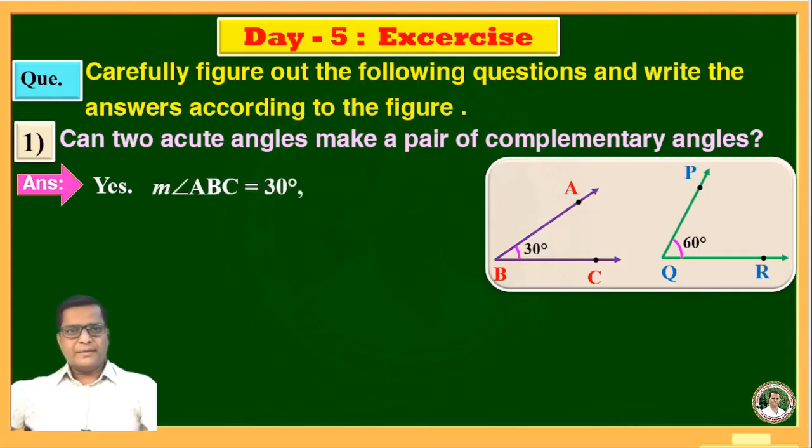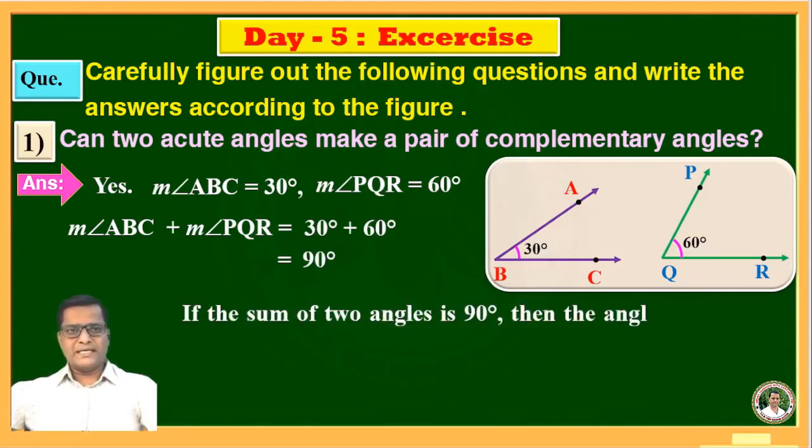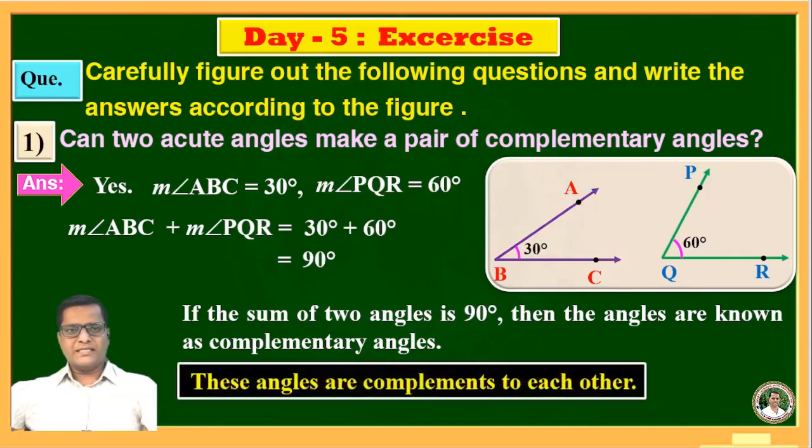Measure of angle ABC is equal to 30 degrees. Measure of angle PQR is equal to 60 degrees from the figure. We know the sum of two angles. Therefore, measure of angle ABC plus measure of angle PQR is equal to 30 degrees plus 60 degrees. Addition is 90 degrees. Therefore, we know that if the sum of the two angles is 90 degrees, then the angles are known as complementary angles. Therefore, the answer is these angles are complements of each other.